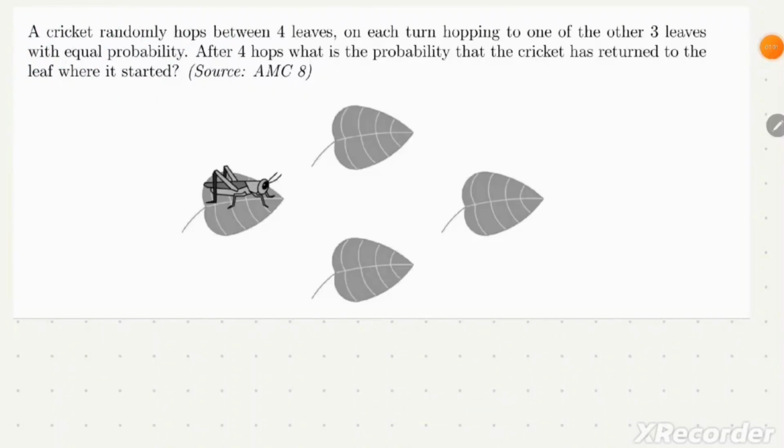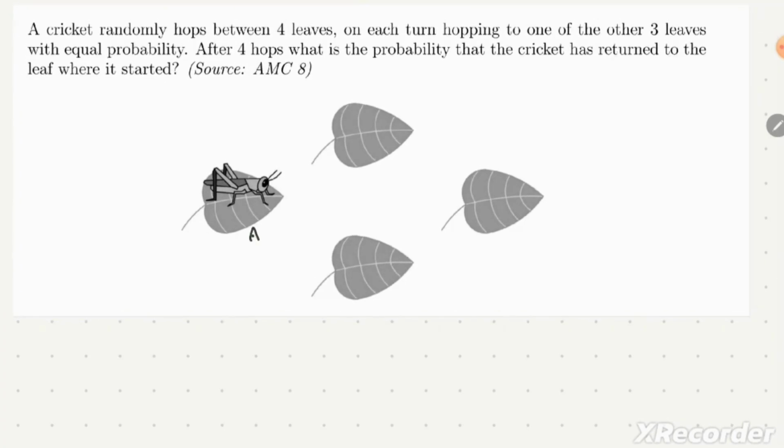This problem reads, a cricket randomly hops between 4 leaves, on each turn hopping to one of the other 3 leaves with equal probability. After 4 hops, what is the probability that the cricket has returned to a leaf where it started? So let's try to interpret what this problem means in math terms. First, let's label these leaves A, B, C, and D. And then, without loss of generality, let's say the cricket begins on leaf A. Then, at any given turn, it has a probability 1/3 of moving to some of the other leaves.